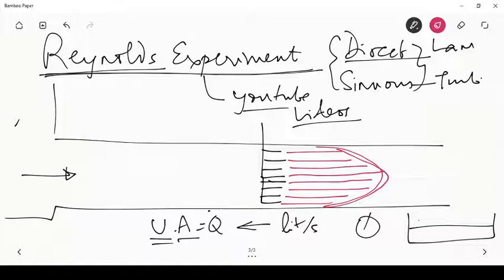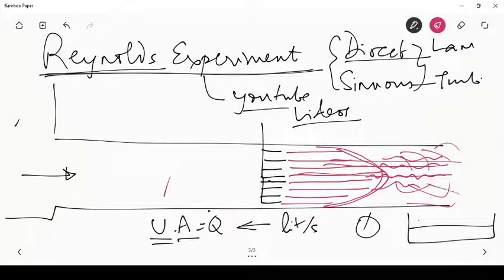When he increased this velocity, okay, the velocity was increased to higher and higher values. Until a certain velocity, he observed that these streaks would remain smooth without mixing with each other, but beyond a certain velocity, these streaks used to start oscillating, and eventually got mixed in the downstream. Okay.